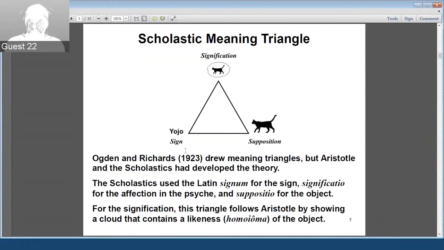And then the supposition is a supposed animal named Yojo, and the point is that the scholastics emphasized that the supposition might be real, it might be fictional, it might be some kind of abstraction, and one of the things that they were talking about is God and the angels, and they had to make sure that their supposition was general enough to apply to God, the angels, and all that.